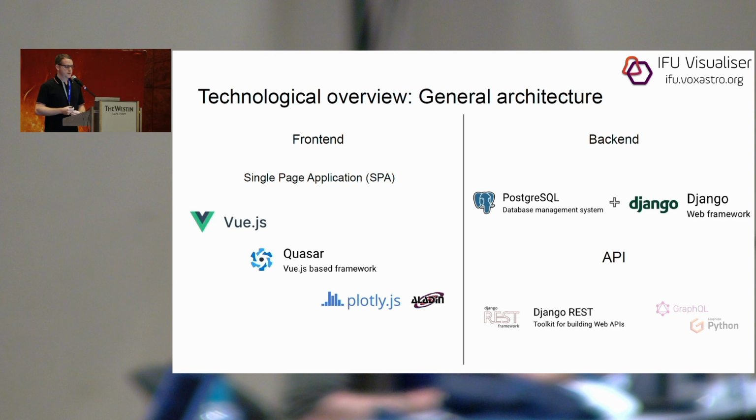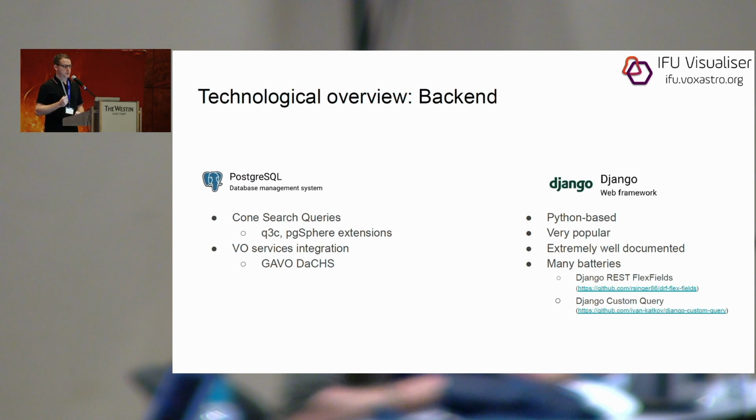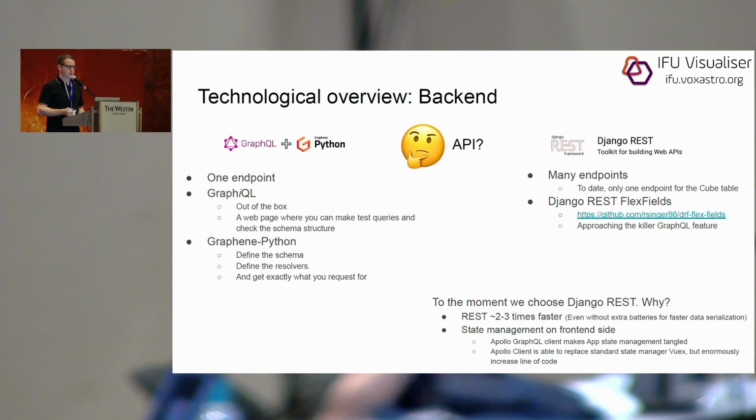This is the list of all libraries and technologies we used in the IFU visualizer. Speaking about the backend, we based it on the PostgreSQL database because we would like to have cone search queries, which are supported by great extensions like Q3C and PgSphere, and also we would like to have integration with VO services, which is one of our points for further development. And the Django framework, Python-based, is very popular, extremely well documented, and has a lot of batteries, which helps in some cases.